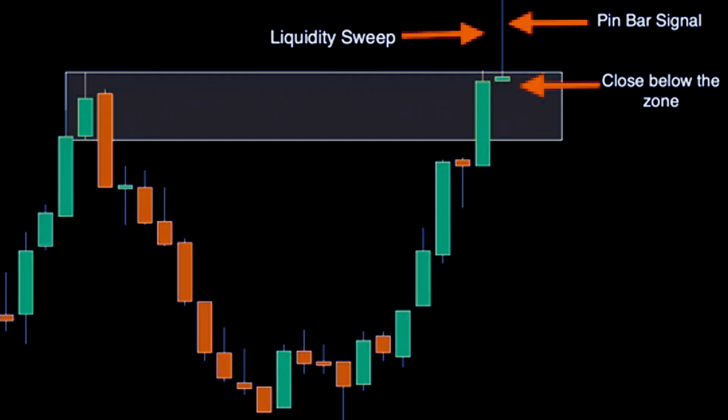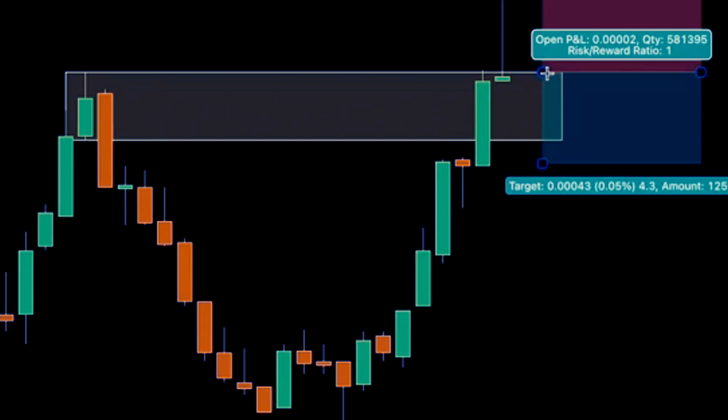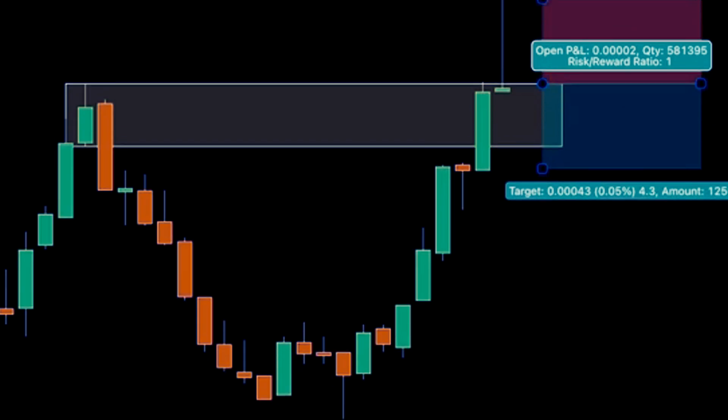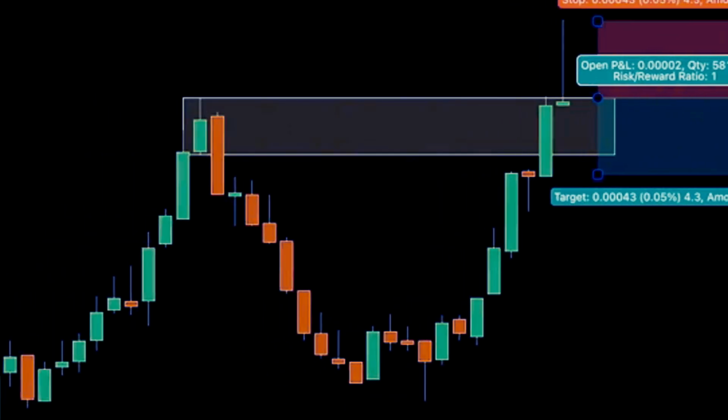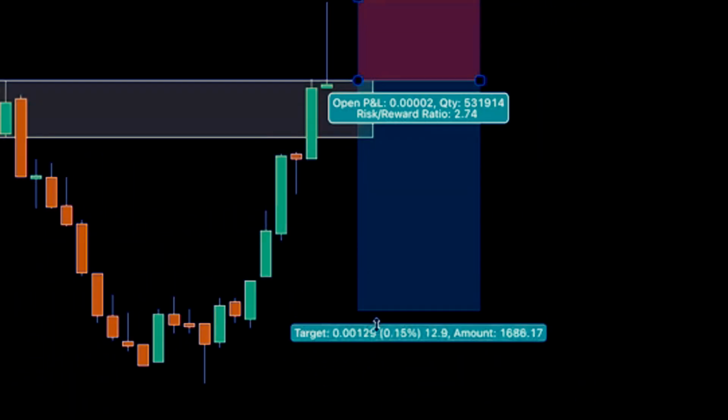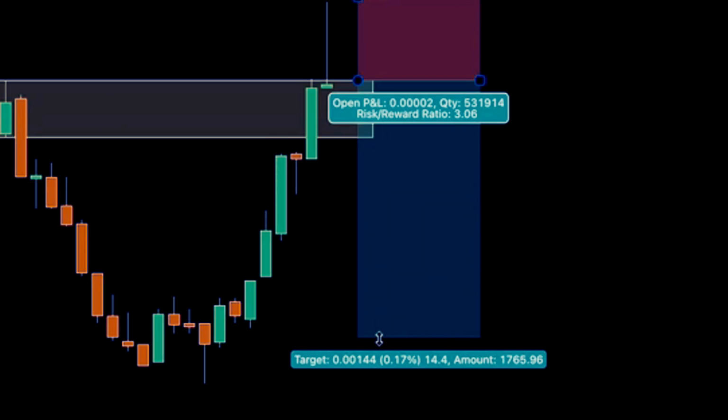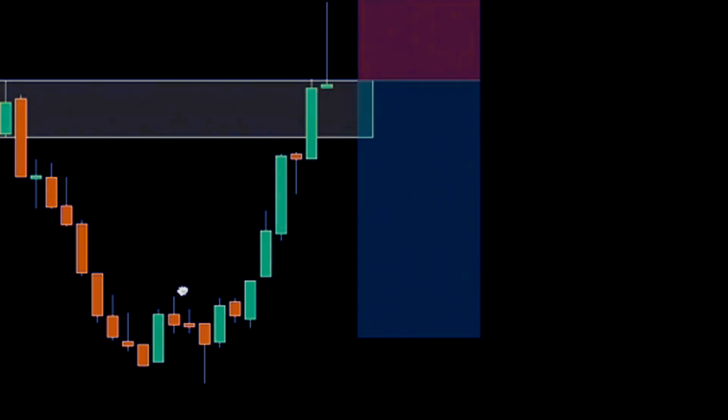This pin bar acts as our confirmation signal, indicating that the supply zone is still valid, and a market reversal is likely. Here's how to execute the trade. Place the entry at the close of the bearish pin bar, once the liquidity sweep is confirmed. Position the stop loss just above the pin bar's wick to control risk. Set the take profit target at the next support level.